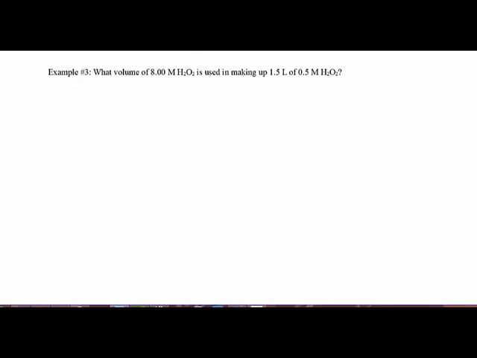Basically, we're starting off with an 8 molar, quite concentrated solution, and we are going to make a more diluted solution, a 0.5 molar solution that has a total volume of 1.5 liters. And so the question is, what volume of our original concentrated solution do we need to use? All right, so let's start by thinking about our formula. C1V1 is equal to C2V2.